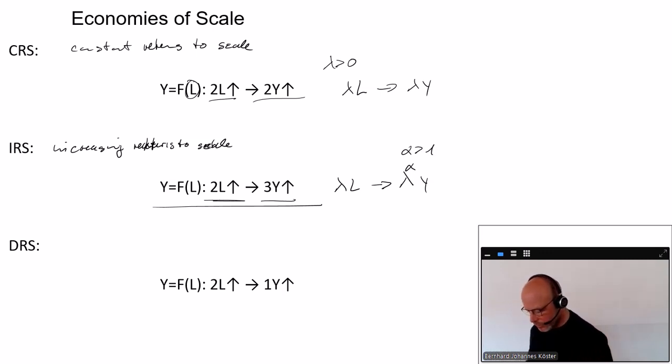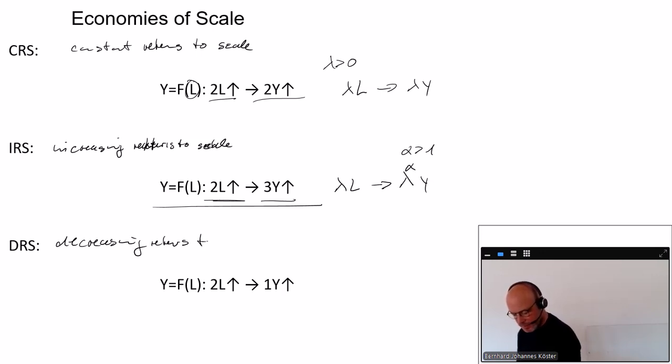And in order to be complete, it is also unfortunately possible that we have decreasing returns to scale. And in this case, we would have lambda to the power of alpha, with alpha larger than 0 and smaller than 1.